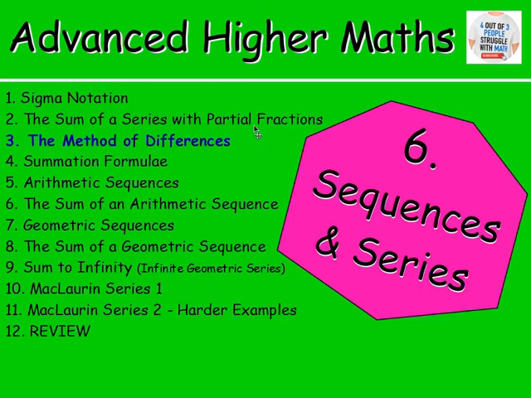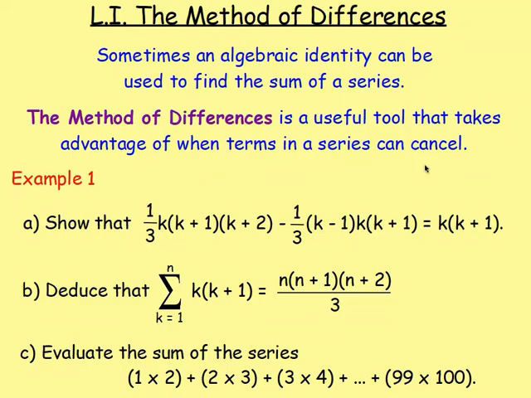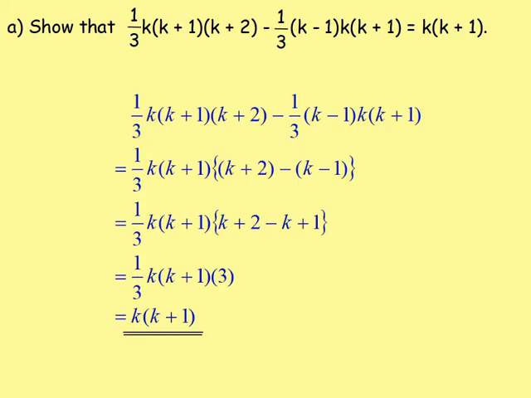After the sum of a series with partial fractions, we looked at the method of differences, which is very similar. You are going down the same route as partial fractions with the whole idea that you can cancel. So an algebraic identity can be used to find the sum of a series, and the method of differences is a tool that takes advantage of when terms in a series can cancel, the way we just saw.